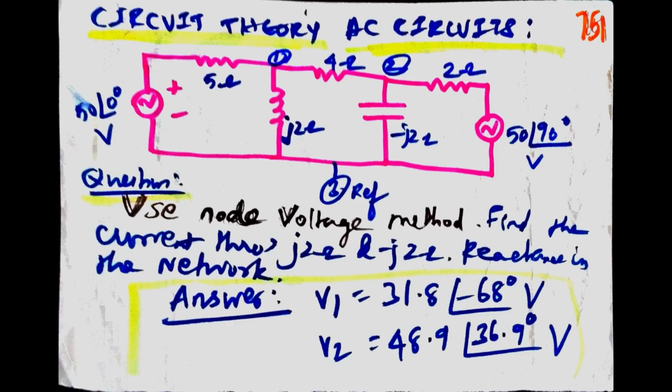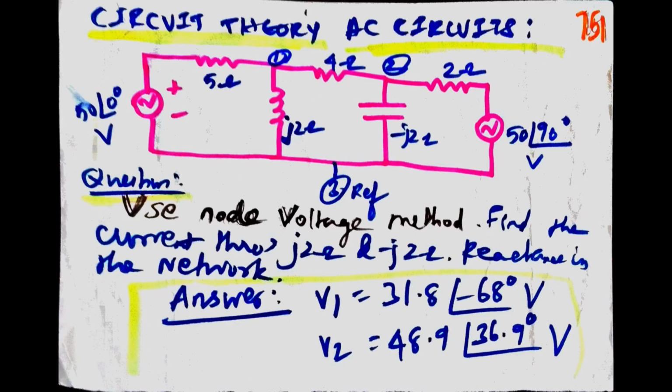Node 1 meeting elements are 5 ohm, J2 ohm, 4 ohm. Node 2 meeting elements are 4 ohm, minus J2 ohm, 2 ohm. That is considered very important. Use the node voltage method. Find the current through the J2 ohm and minus J2 ohm reactance in the network. That is the question. First find V1 and V2 nodal voltages. From these V1 and V2 values, find I1, I2, that is the current through the J2 ohm and minus J2 ohm in ampere.